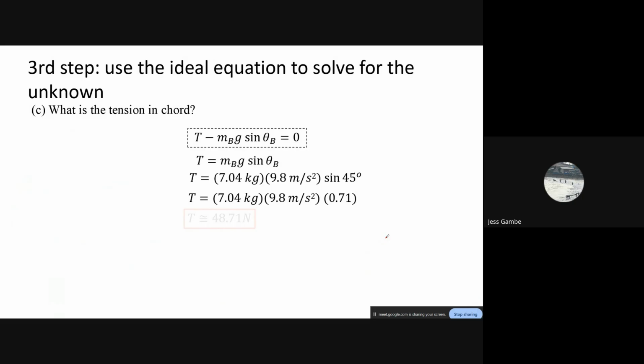So, what is the tension in the cord? We can either use the equation for MA or for MB. If we're using MB, we can substitute the value of gravity, 9.8, the angle, 45 degrees, and the mass of B. And you are left with around 48.71 newtons.